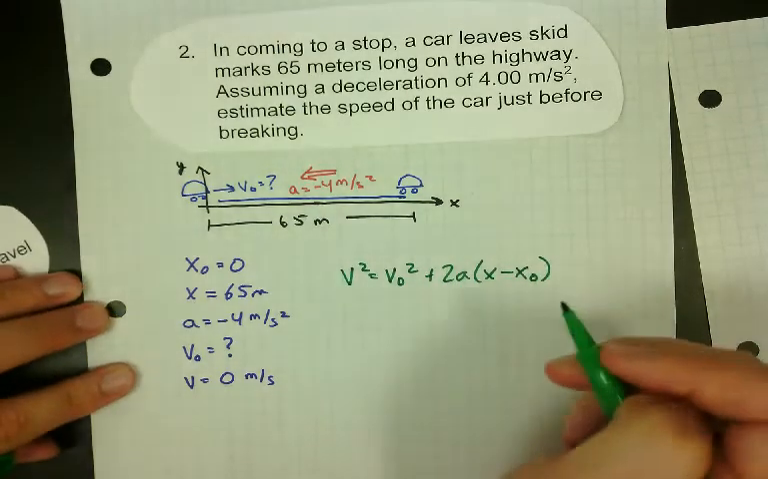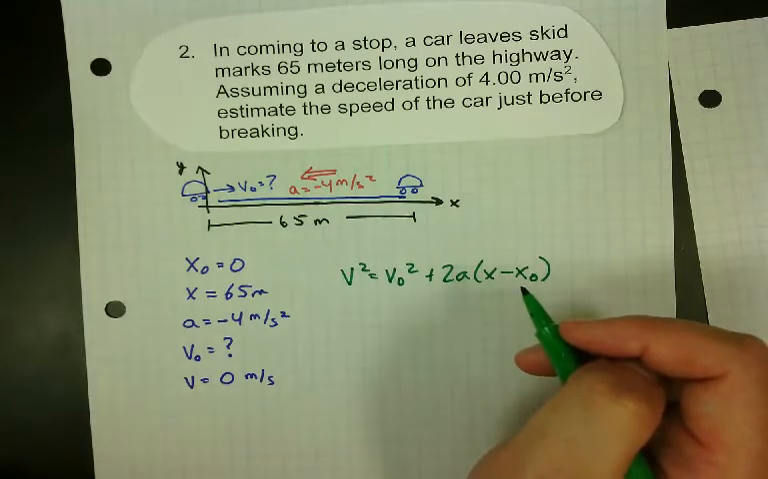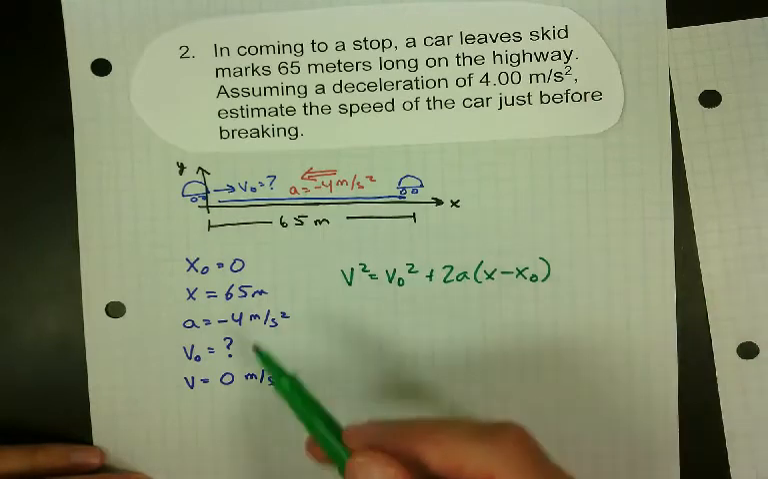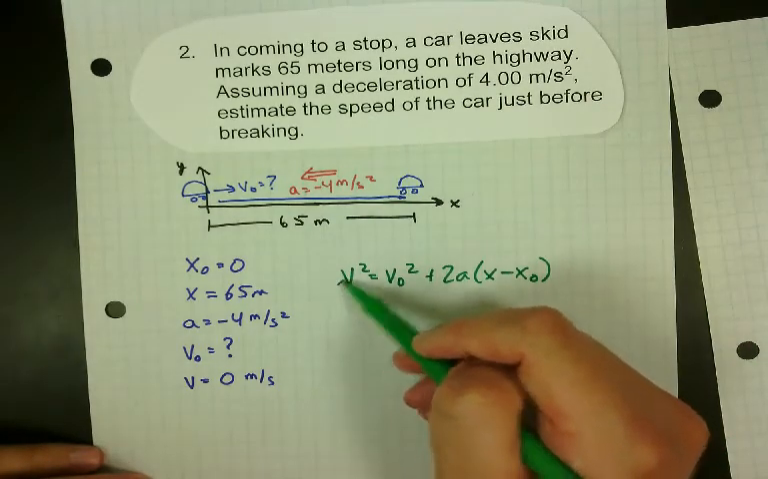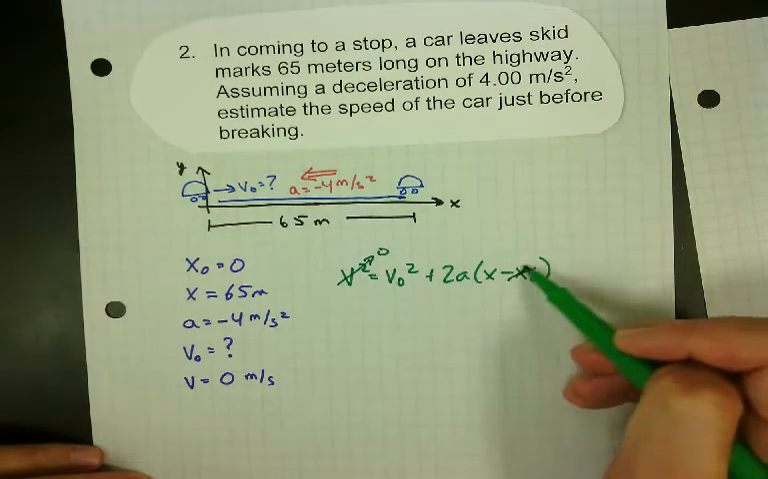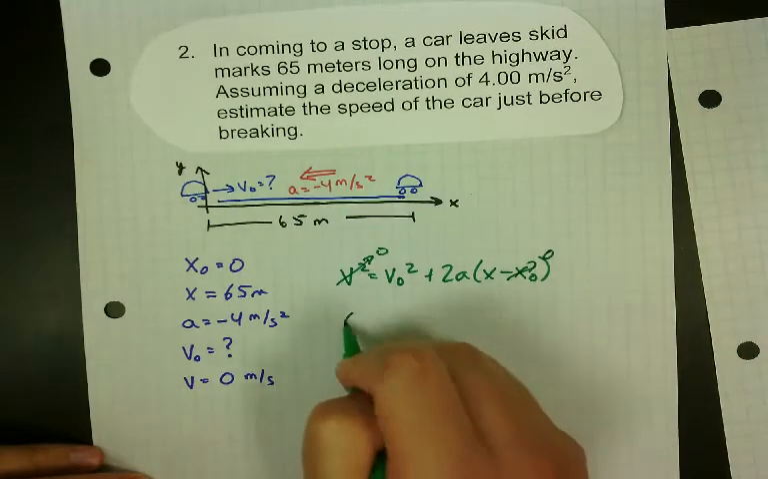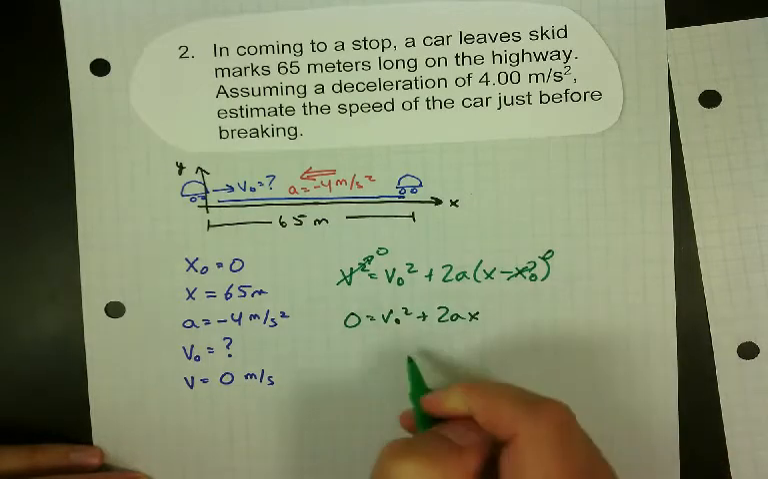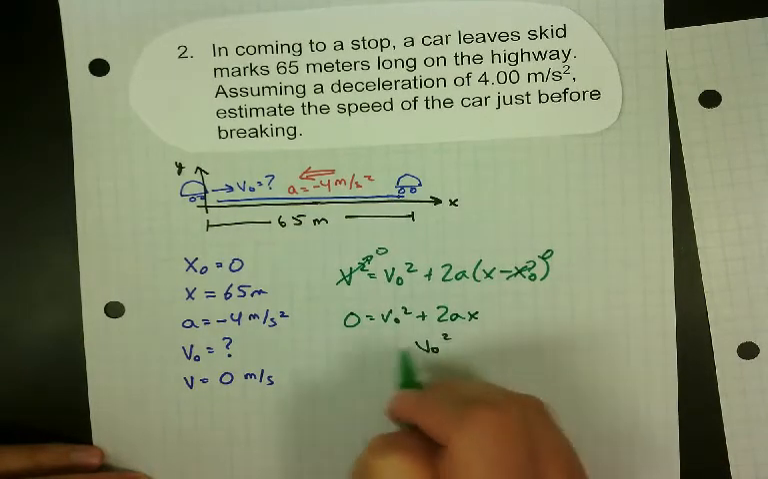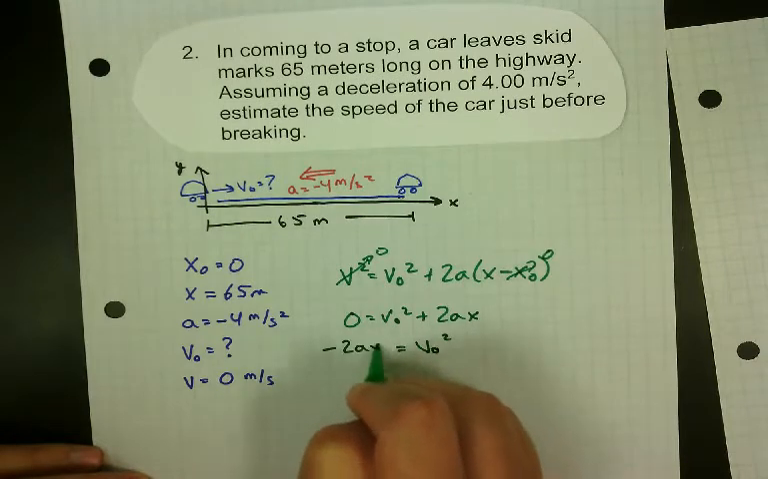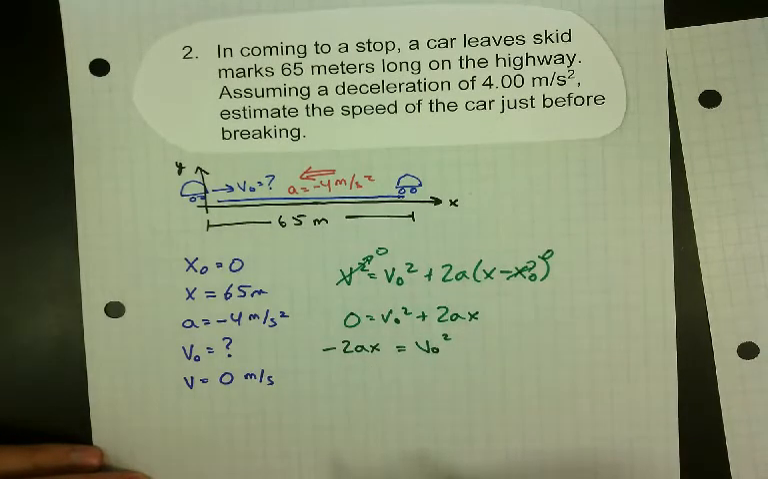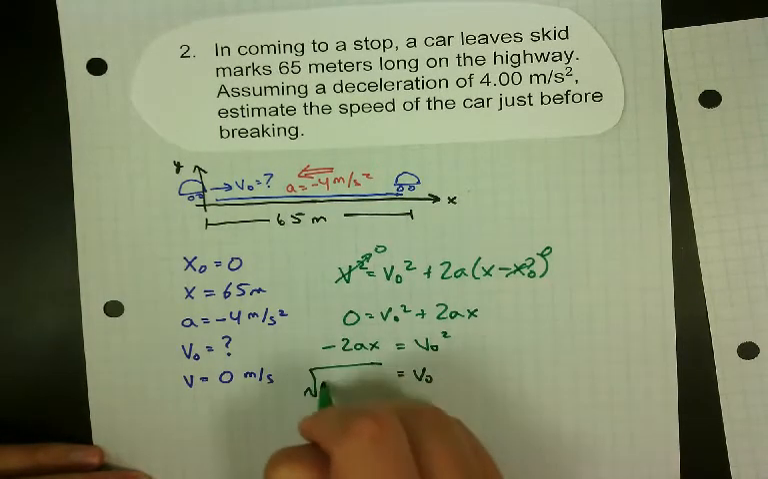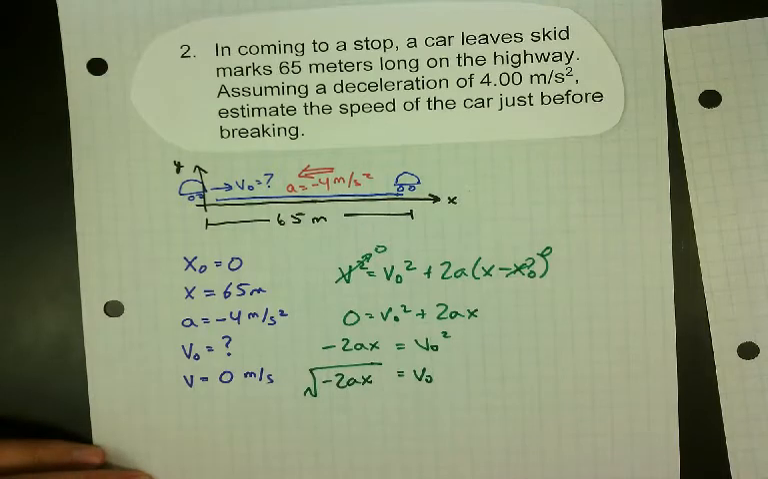And then the best thing to do, if you can, is to try and simplify this before you plug numbers in. The way I simplify this is anything that I know is going to be 0, I'm going to say it's going to be 0. v is going to be 0, x naught is going to be 0. So I'm left with 0 equals v naught squared plus 2ax. If I solve that for v naught squared, v naught squared equals negative 2ax, because I subtracted the 2ax over. Or I could say that v naught is the square root of negative 2ax.